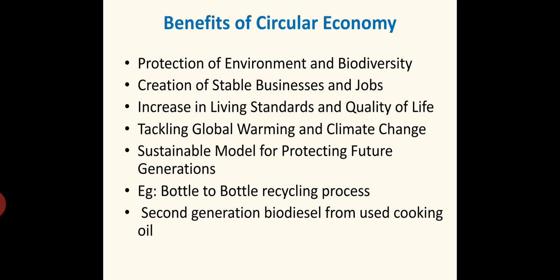Now coming to the second example, second generation biodiesel from used cooking oil. A lot of cooking oil is wasted after cooking, so that waste cooking oil can be used to produce biodiesel. The waste is completely eliminated because it is used for producing the biodiesel. By some technical processes we are transforming its structure so that it becomes a new usable product. In that way, this also is an example for circular economy.